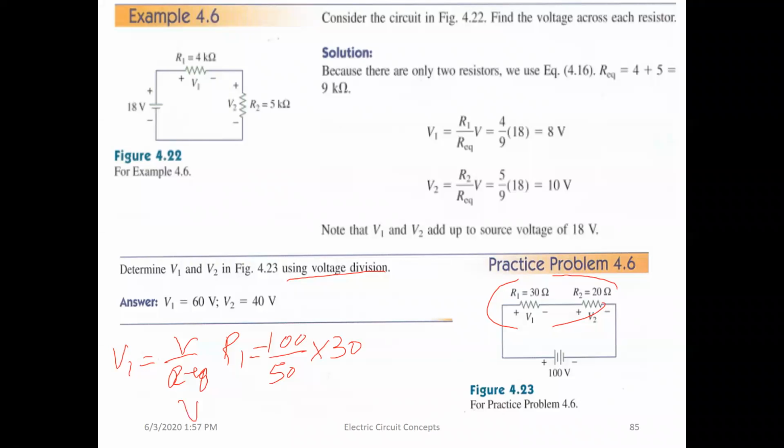The same thing for V2: it will be V over R equivalent times R2. So this is Ohm's law: voltage over total resistance is I, and then we take this I and multiply it by the resistance R2 to get the voltage across R2, or V2.